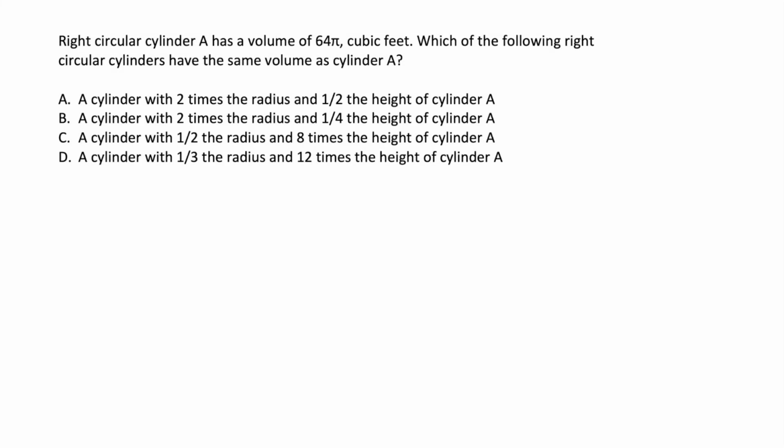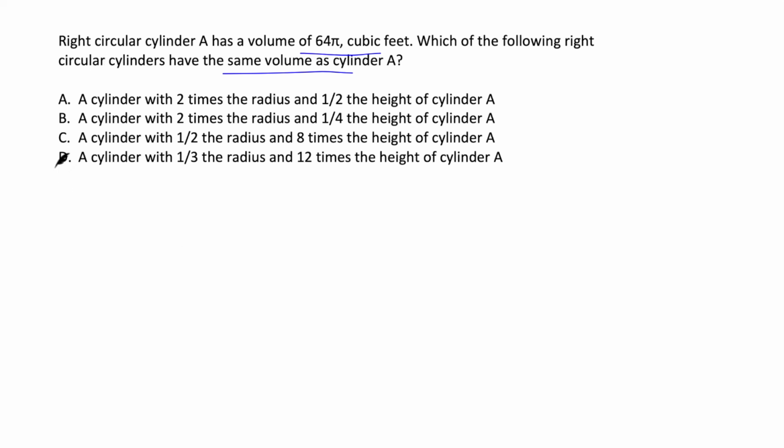Let's have a look at this interesting question. Right circular cylinder A has a volume of 64 pi cubic feet. Which of the following right circular cylinders have the same volume as cylinder A? Interesting. Okay, let's have a look at the option choices. A cylinder with 2 times the radius and half the height of cylinder A. Let's do the math and find out what is happening.